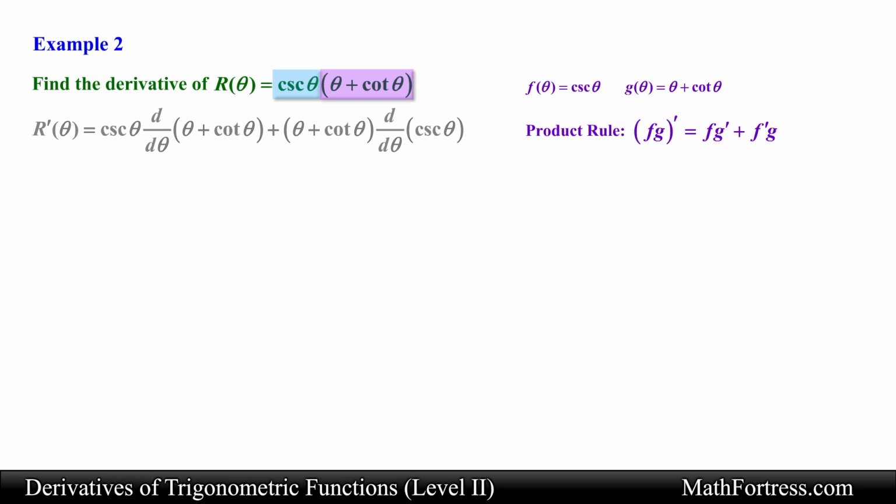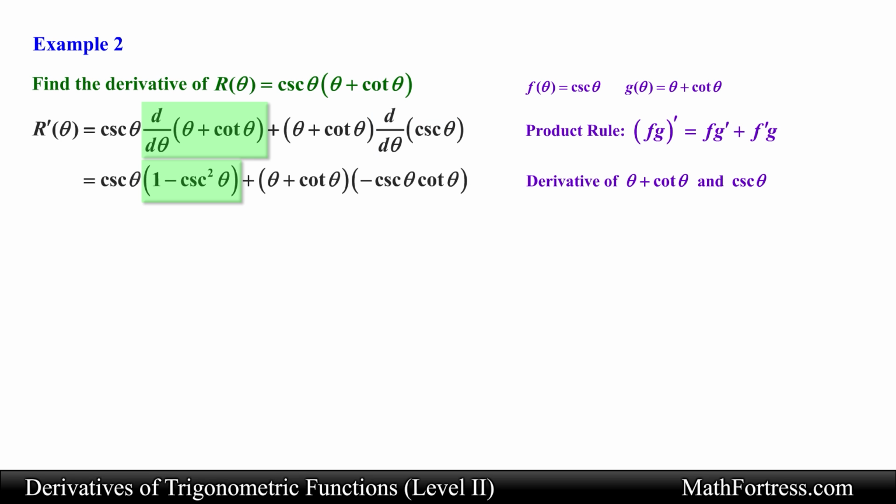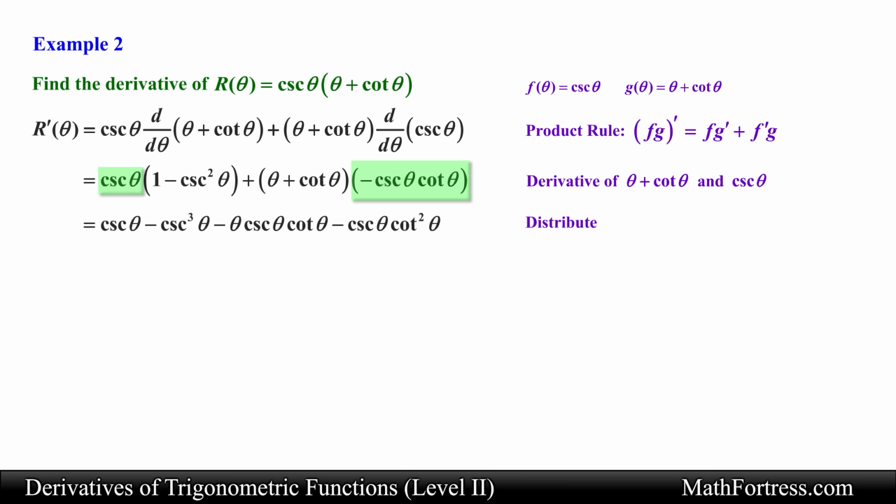Applying the product rule, which is equal to the first function times the derivative of the second function plus the second function times the derivative of the first function. Here, the derivative of theta plus cotangent of theta is equal to 1 minus cosecant squared of theta, and the derivative of cosecant of theta is equal to negative cosecant of theta times cotangent of theta. Next, we distribute cosecant of theta and distribute the negative cosecant of theta times cotangent of theta. Doing that and simplifying, we obtain the following.